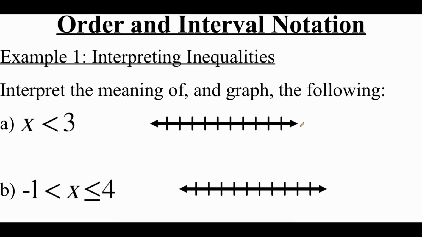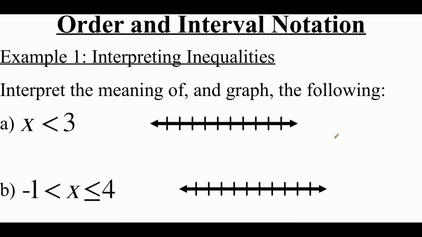So as we're looking at our first example, we're given the inequality x is less than 3. So what we're looking for is all of the numbers that will satisfy this inequality. And since we're talking about numbers that are less than 3, any number that's smaller than 3 will work. So 2 would work, 0 would work, negative 300 would work. All of those numbers are smaller than 3, so they satisfy the inequality.